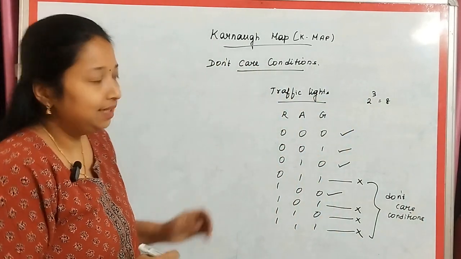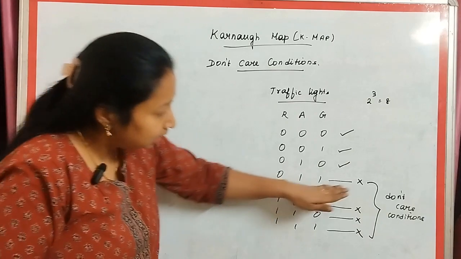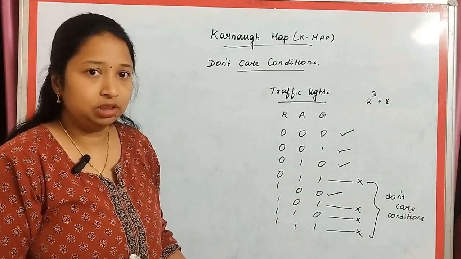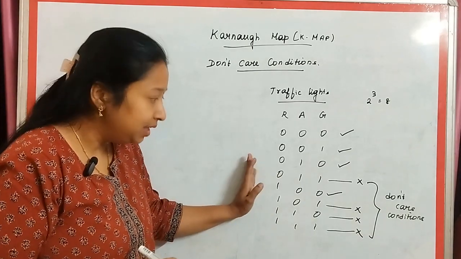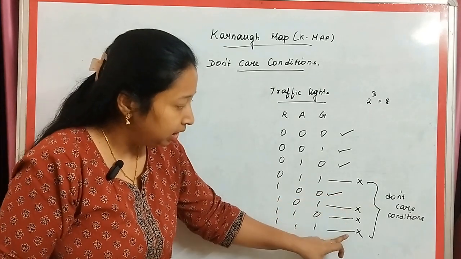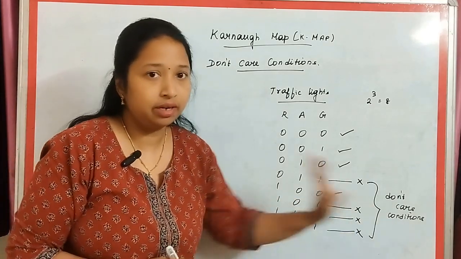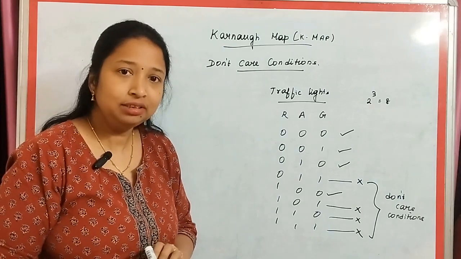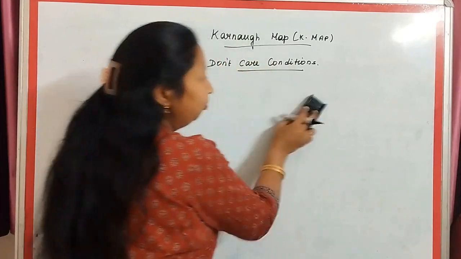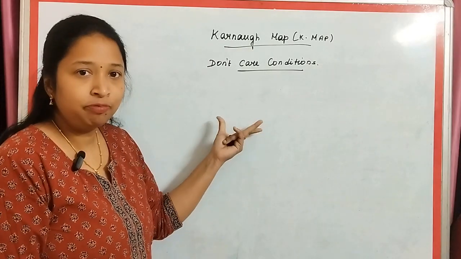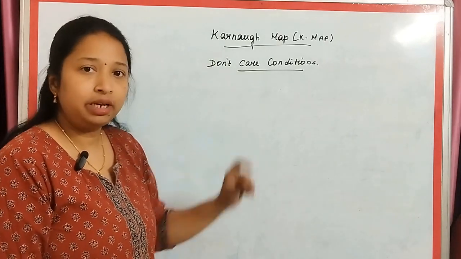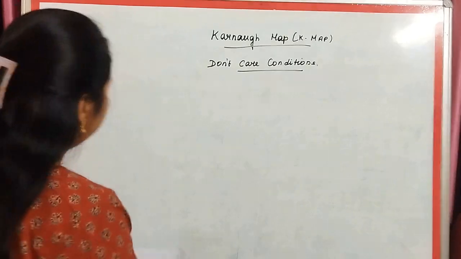What does it mean? In certain digital systems, certain combinations of inputs don't occur in normal operation, and it is guaranteed that these combinations can never occur. These are called don't care conditions. Understood? Now let's solve a few problems, based on which you'll understand how we use the don't care condition in the K-map for getting a simplified Boolean expression.